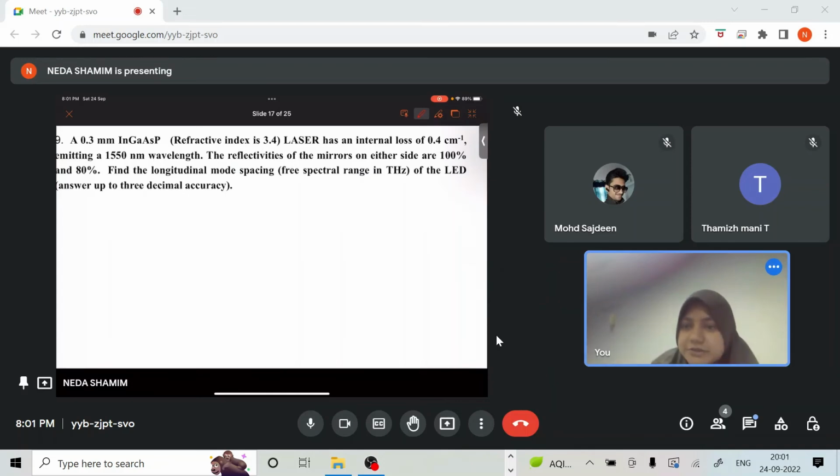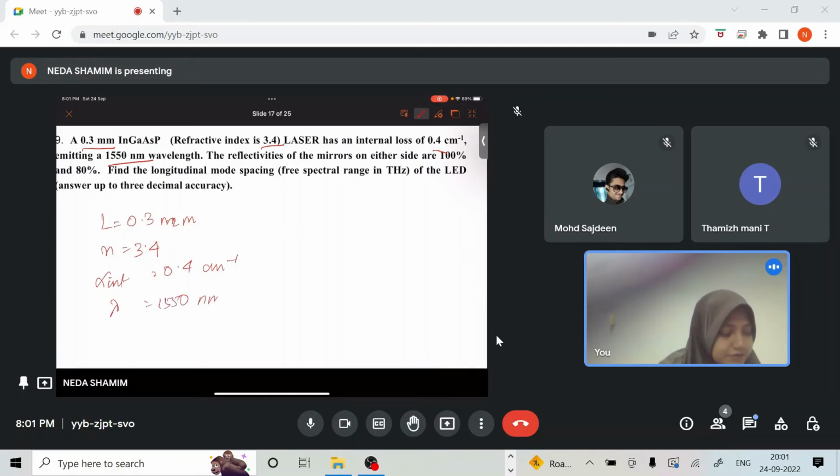What is my next question all about? Oh, this is a simple question. We are given all the information that is required. We have given the length of my laser, L is equal to 0.3 mm. Refractive index n is given 3.4. It has an internal loss, alpha int is equal to 0.4 per centimeter. Emitting a wavelength lambda 1550 nanometers. R1 100%, R2 80%. Longitudinal mode spacing, free spectral range in terahertz of the laser.